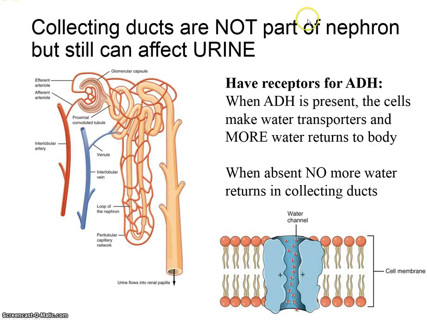The collecting ducts are not part of the nephron, but they still do affect urine. They are most sensitive to antidiuretic hormone. So I say here, when antidiuretic hormone is produced, the cells that make up this tube here will make more water channels. I'll show you this here. And that means that the water that's in here inside the tube can leave this way and not have to go this way. So it leaves this way by reabsorption. So when there is no ADH, then there are no water channels.